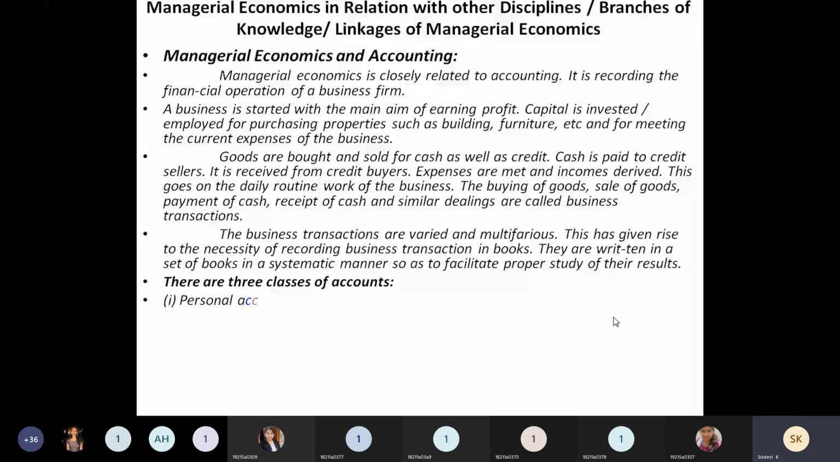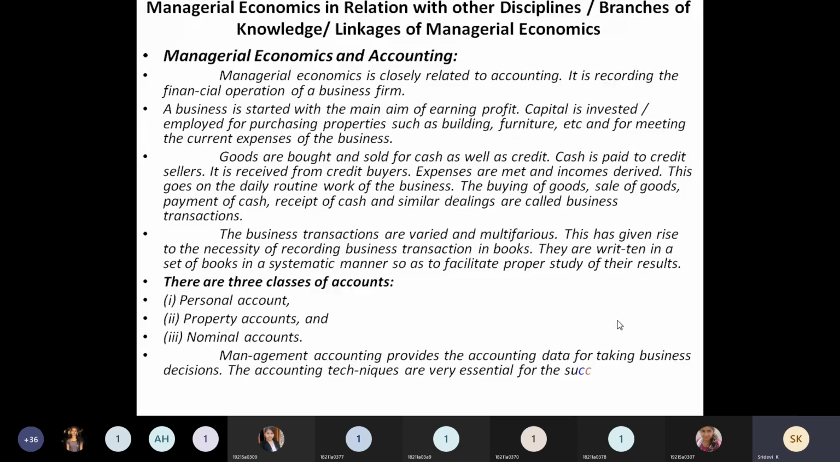In preparing these accounts, we are going to divide the accounts into three types: personal, nominal, and real accounts. Property account is nothing but the real account. That we will see in the accounting topic, how to maintain all those things, how to maintain the books.